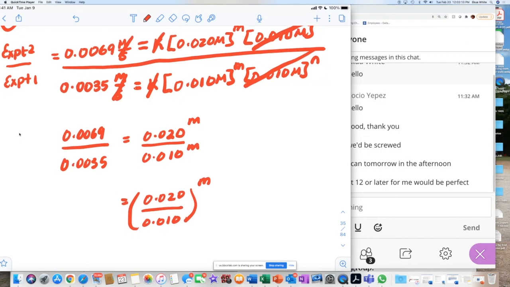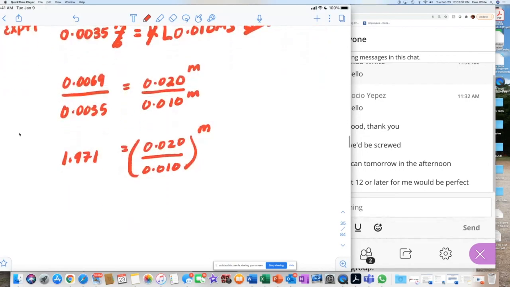And then I can go ahead and solve the first order reaction here, as we saw. Actually, divide it out. Again, starting with the general rate equation. My calculator is off. This is a general point: rate, 0.0069 divided by 0.0035. If a reaction is first order, the rate is directly proportional to the reactant concentration.